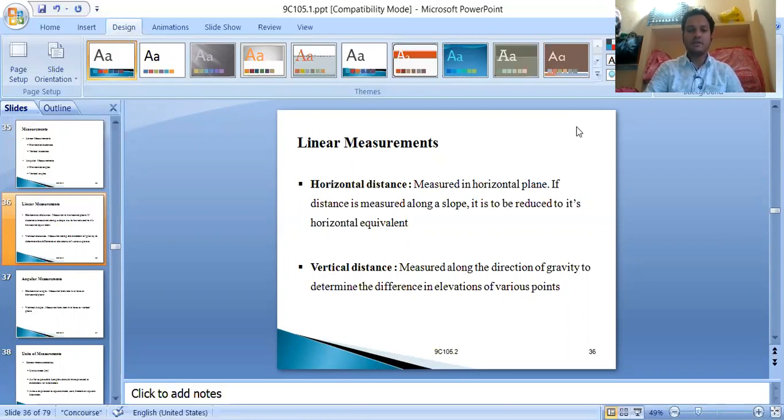Horizontal distance means it is measured in horizontal plane. If the distance is measured along a slope, it is to be reduced to its horizontal equivalent. Because if we measure along the slope, we will get slope distance. We have to reduce it to the horizontal equivalent. Vertical distance means it is measured along the direction of gravity to determine the difference in elevations of various points. So it refers to vertical plane. The distances that refer to vertical plane are called vertical distances, and those that refer to horizontal plane are called horizontal distances.